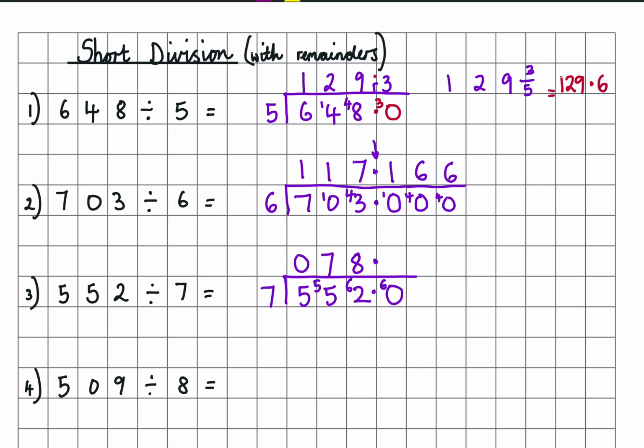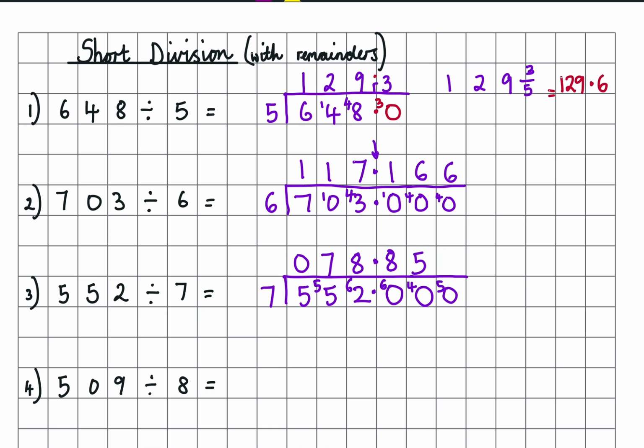7 into 60. So 7 times 7 is 49. 7 times 8 is 56. And I've got 4 left over. So that goes there. Another 0. The 4 that I've got left over goes there. 7 into 40. So 7 times 6 is 42, so it's going to be the one below. 7 times 5 is 35. And from the 40 I've got 5 left over.